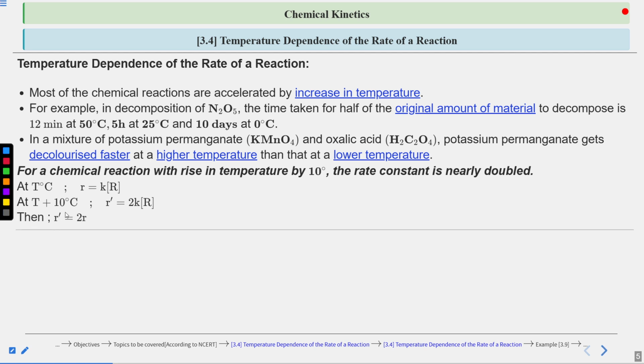Then R prime is equal to 2R. You can write it like that because K times the concentration is R, right? So R prime, the new rate, is twice the initial rate at T degrees Celsius.